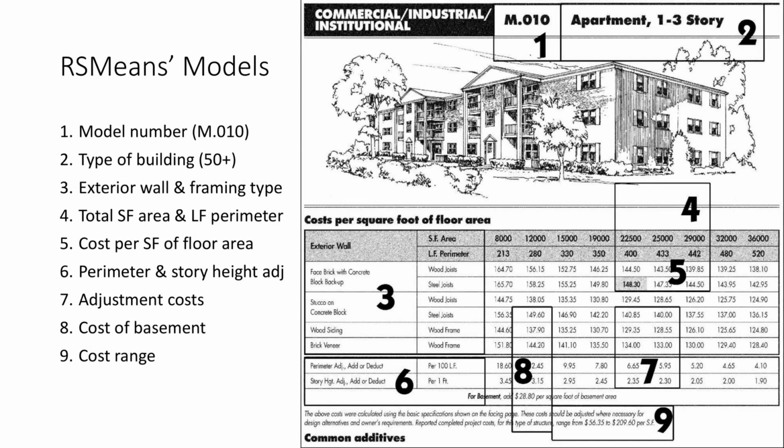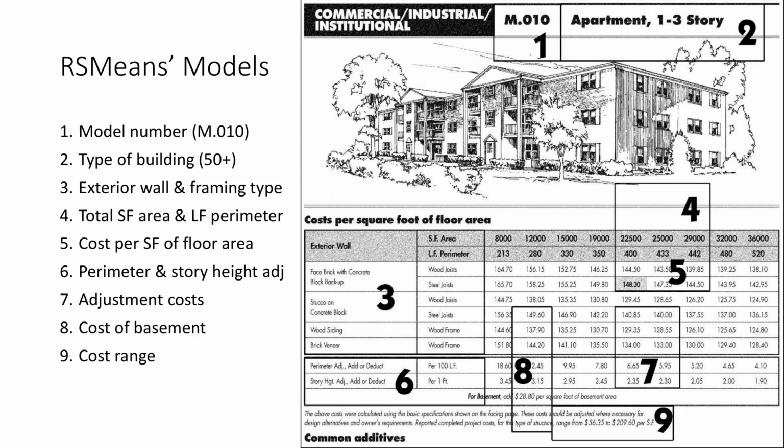This slide shows what an RSMeans parametric model actually contains and how to read it at the schematic design stage. Think of this as a structured container of assumptions, not a pricing sheet. First, every model starts with a model number, like M.010. This simply identifies the specific parametric model in the Means database.